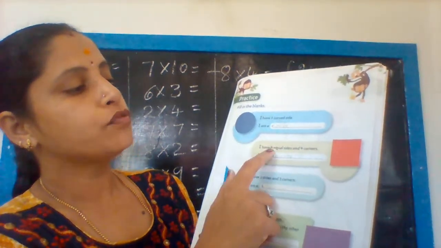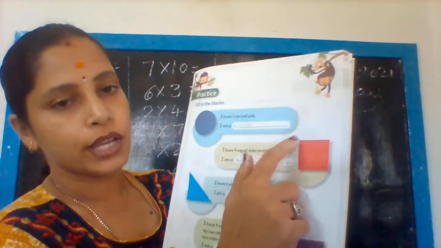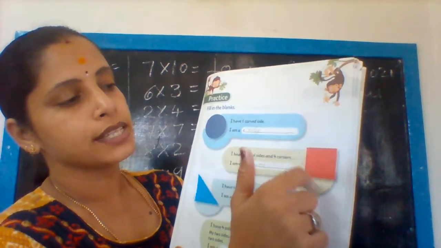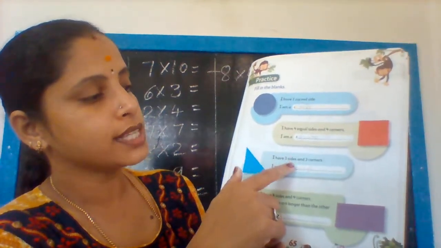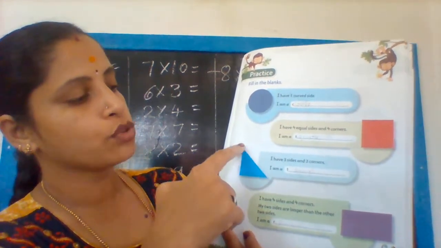Next. I have four equal sides and four corners. Isn't it? Four equal sides and four corners. I am a square. Next. I have three sides and three corners.